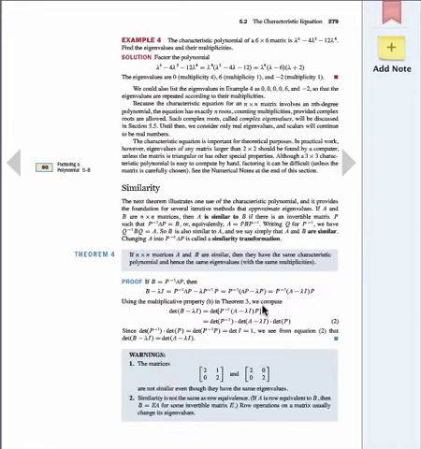It comes with a warning, though. Having the same characteristic polynomial does not imply similarity, but having similarity does imply having the same characteristic polynomial. And this warning at the bottom of the page gets at that difference. You should know this example by heart. I would take the time to work through it and commit it to memory.